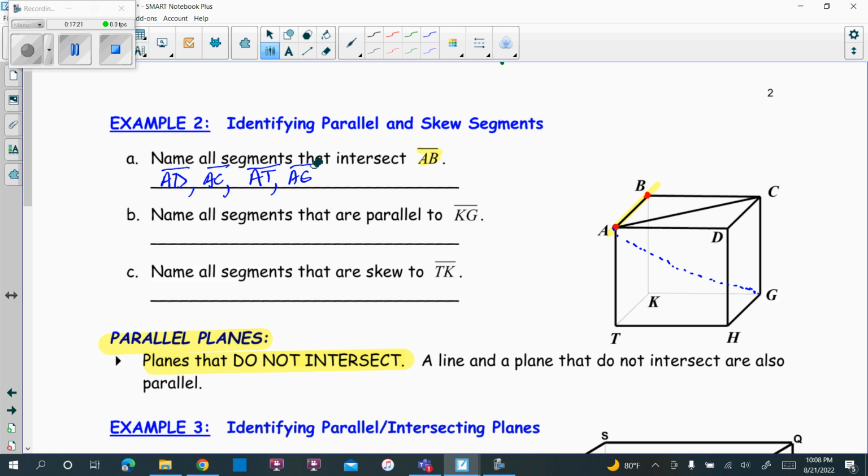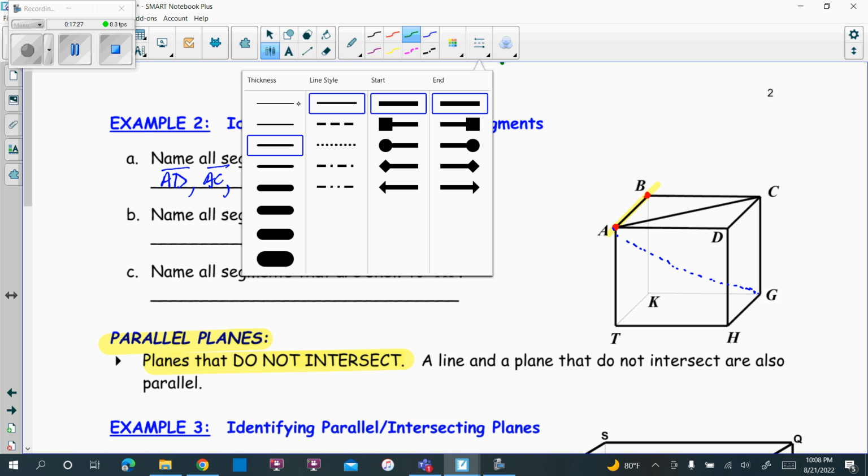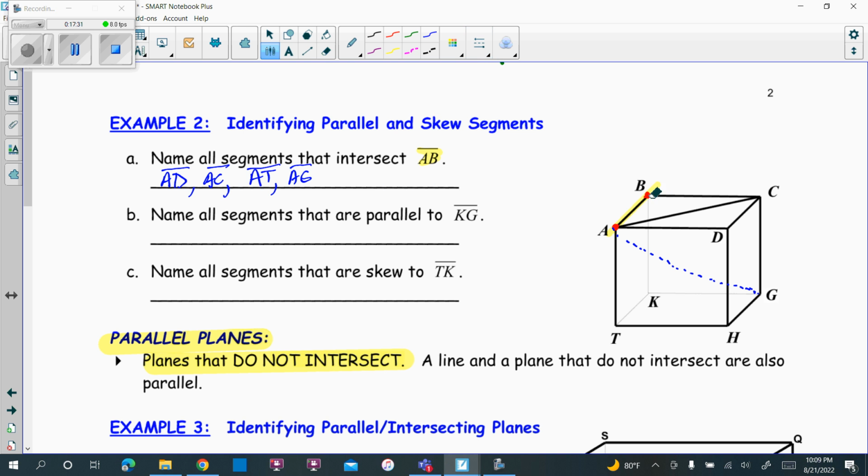All right. Now I can look at all the segments with an endpoint of B, because I wanted to go through over here. So of course, right off the bat, we see BC. It would intersect segment AB. We also have BK.